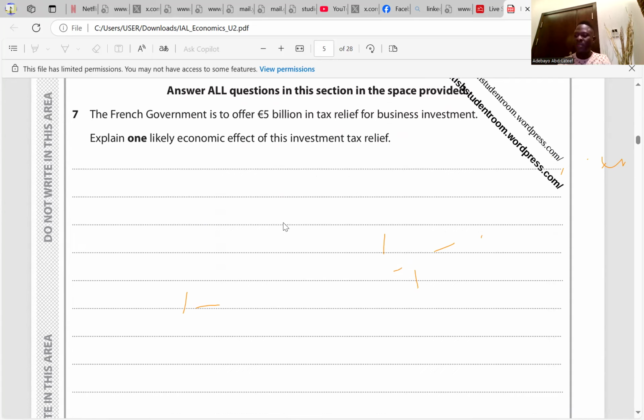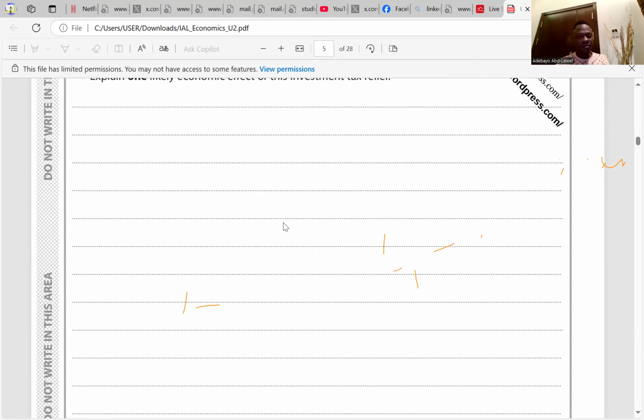So the impact of tax relief on investment in France may bring about the following. It reduces the cost of production, which may in turn increase profitability for firms. Aside from that, it also increases output for firms. If output is increasing for firms, it's expected that the aggregate supply will shift rightward. So these are things you could talk about on investment. It also increases employment opportunities. It reduces price level. So we'll go to question 8.